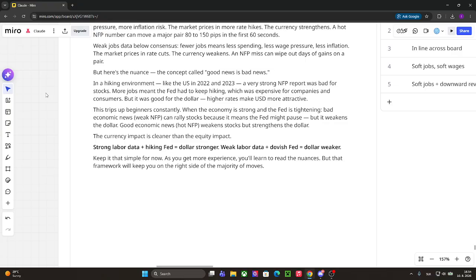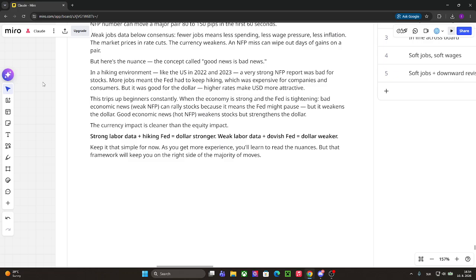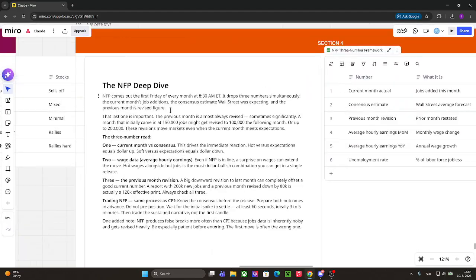Strong labor market plus hiking Fed equals dollar stronger. Weak labor market plus dovish Fed equals dollar weaker. Keep it that simple for now. As you get more experience, you'll learn to read the nuances, but that framework will keep you on the right side of the majority of moves.